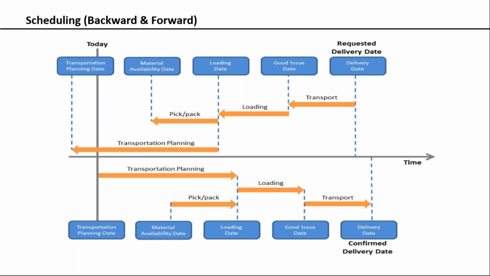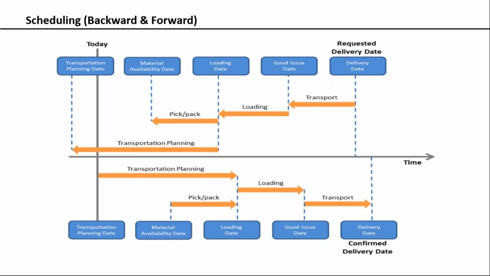So the system will check by considering all the times backward first. If the system is able to determine the date as of the current date, the system will determine the date, then proceed to confirmation. For example, if the date is determined as today, the material is available, I can ship out to the customer. If it's going beyond today, past today, then the system will go with forward scheduling, and calculate the material availability date and delivery date.